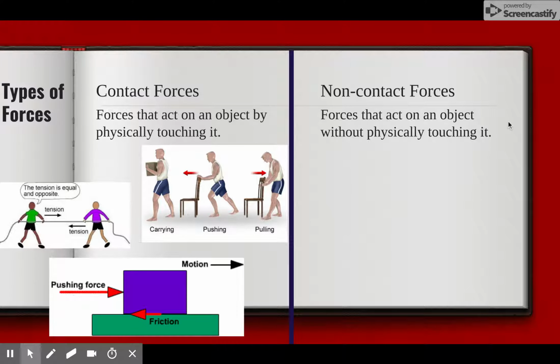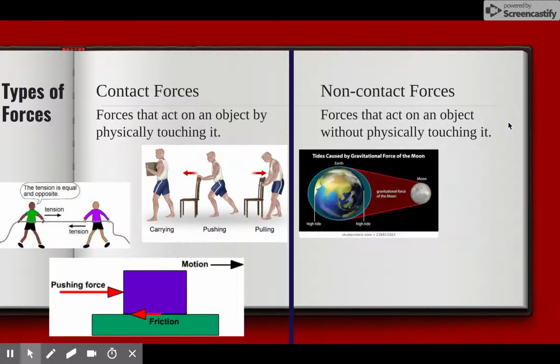For the non-contact forces, there's three big categories that we're going to focus on. And those are gravitational force, caused by the different masses and the attraction between two objects. We will go into that in a later unit.